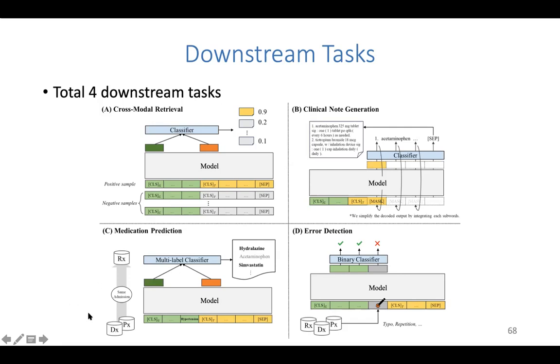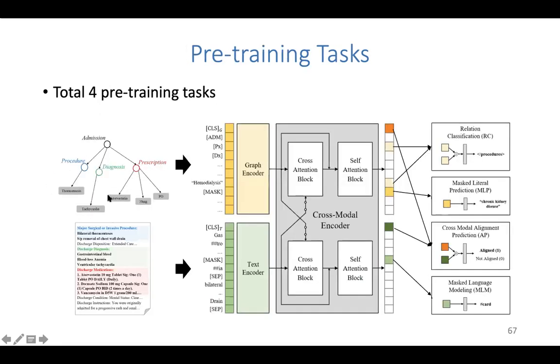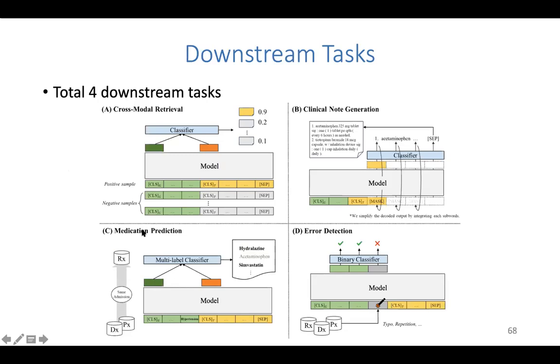And medication prediction is, given only partial information like this, we want to see if the model can predict the medications. And error detection is what I briefly described previously.